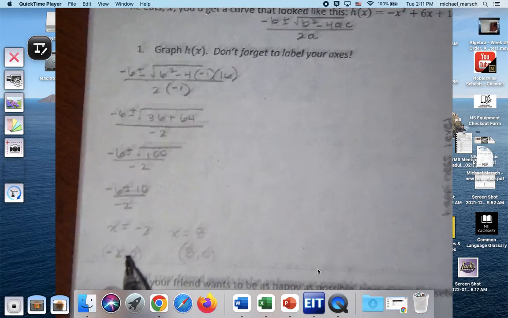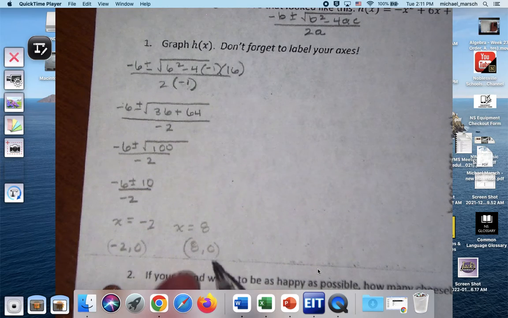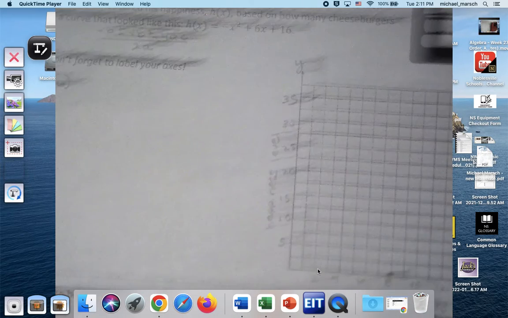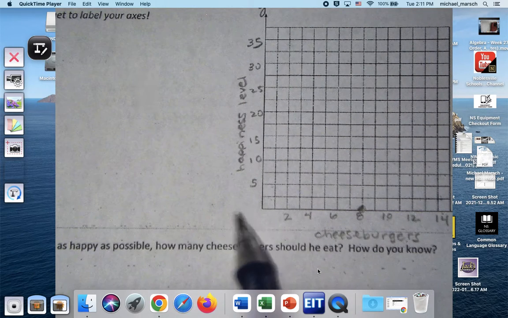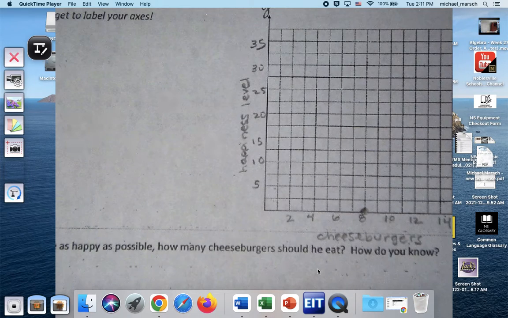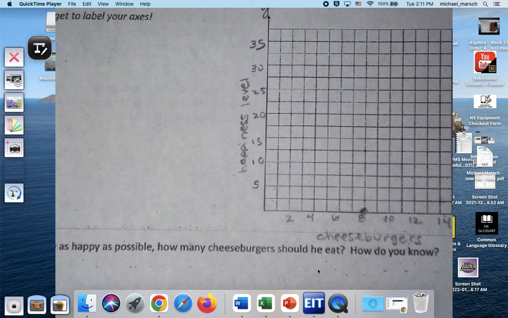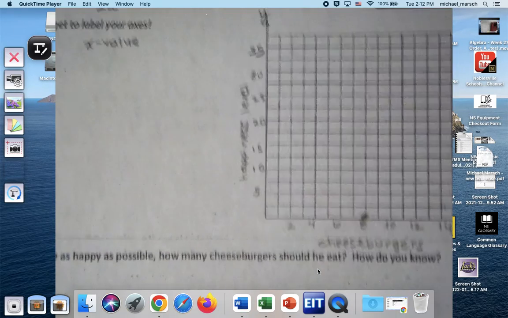So this one obviously doesn't make sense in the context of the scenario. There's no way to demonstrate eating -2 cheeseburgers. But I can eat 8. So my first x-intercept is going to be right here at 8, 0. If this was 4 quadrants, I could demonstrate where -2 would be, but for this scenario, we don't need that, right? So now I know where the parabola is going to go through the x-axis. Now I just need to find out the vertex, right? So we need our x value of the vertex.